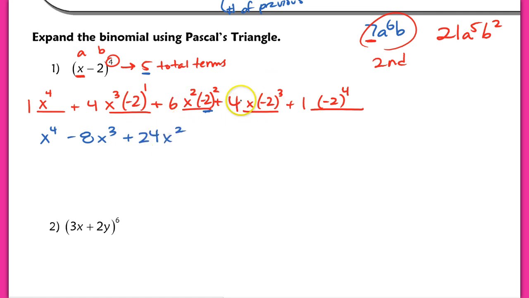For the third term, or fourth term, sorry, I will get a negative here because negative 2 to the 3rd power is negative 8, multiplied by 4 is negative 32, and the x. And then the last term here, negative 2 to the 4th, is going to give me a positive 16.